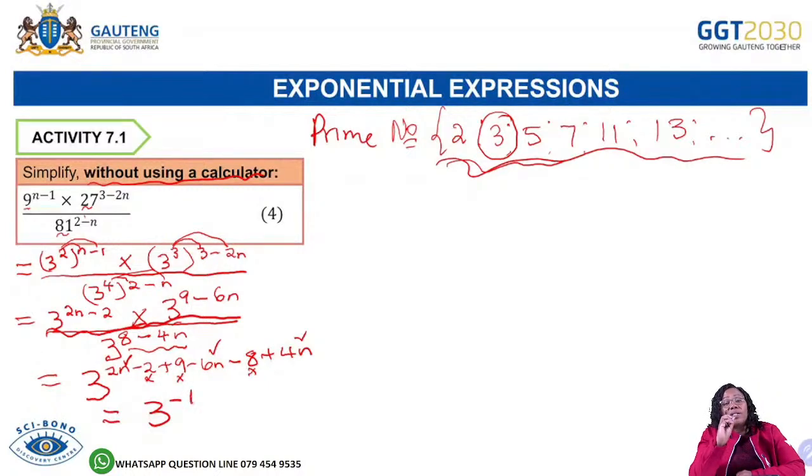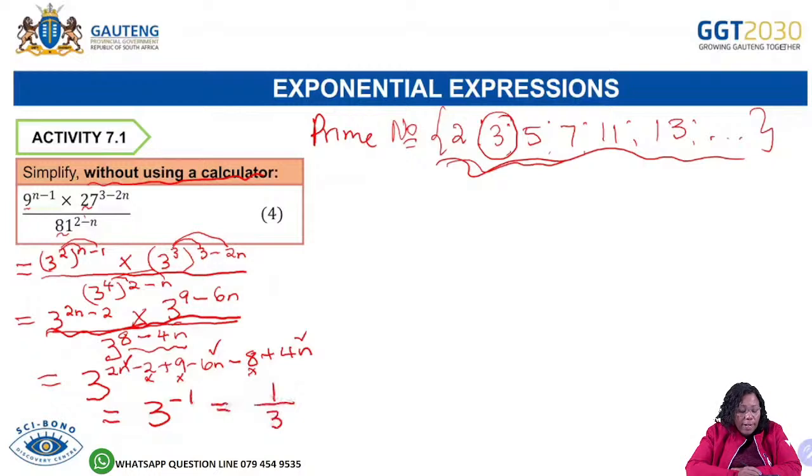Remember now, get rid of the negatives on your indices or on your exponents. Therefore, this will become a fraction 1 over 3 to the power 1, which is still a 3. Great job. That is how we simplify this.